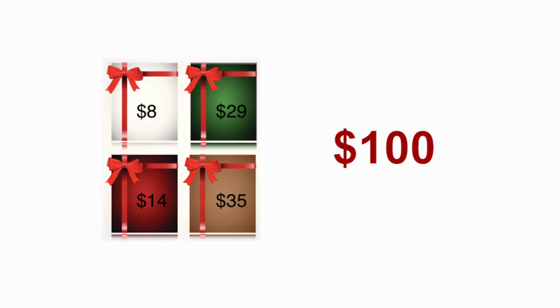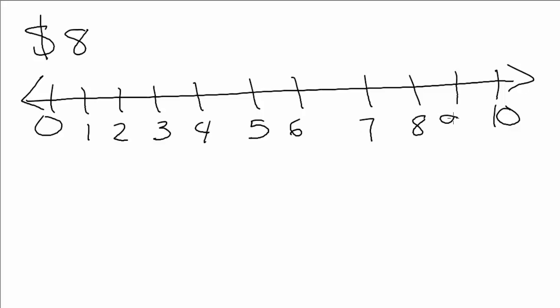First, we'll round the cost of each gift. To do so, I will create an open number line for the cost of each gift. Let's start with the gift that costs $8. I'll create an open number line, and we'll round $8 to the nearest 10.